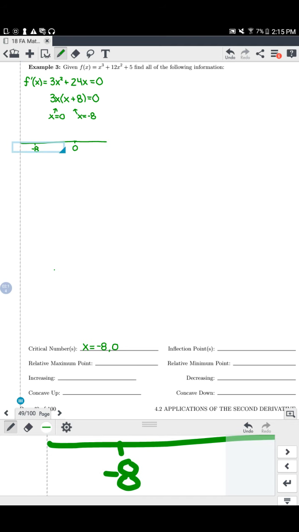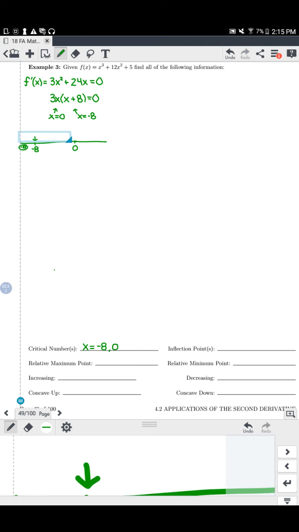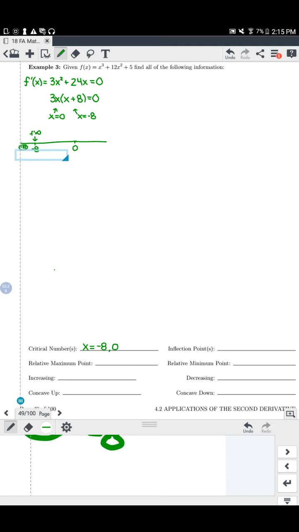And so I could test any number before -8. Maybe I'll just plug in -10. And I'm going to label this number because it's important. -8 is my critical number, so I'm going to write f prime equals 0 there. And then we're always plugging into a derivative on our sign chart. So if I want to find increasing and decreasing, I'm looking at plugging into the first derivative, and the sign of the first derivative will tell me whether it's increasing or decreasing.